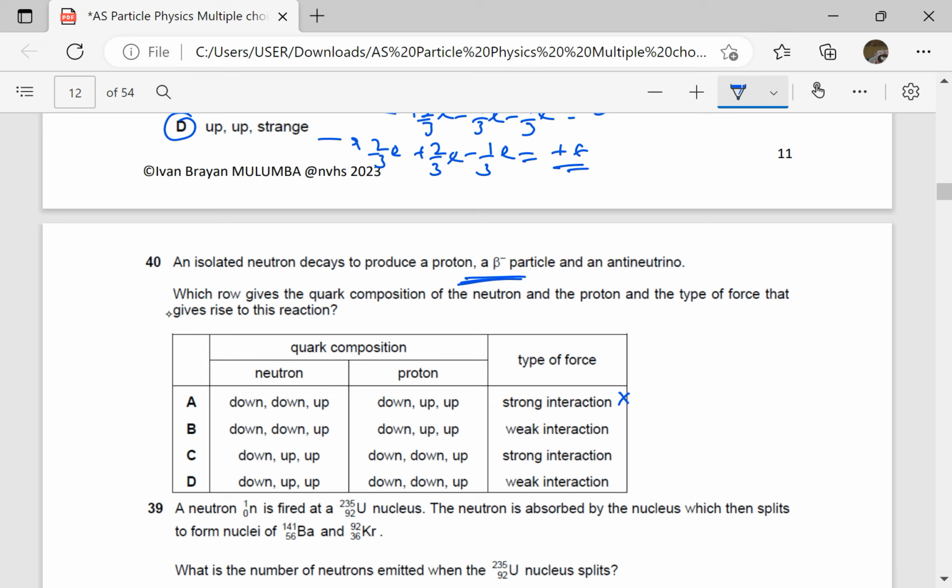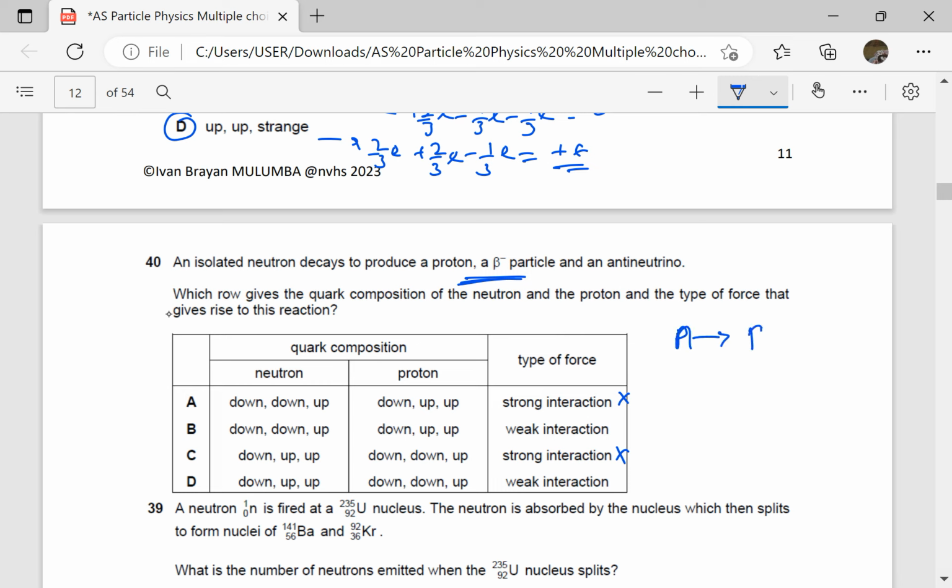So I eliminate this one, I eliminate that one, because I know that it is the weak nuclear interaction which is responsible for beta minus decay or beta plus decay. So I remain with B and D. Now let's see. An isolated neutron decays to produce a proton.